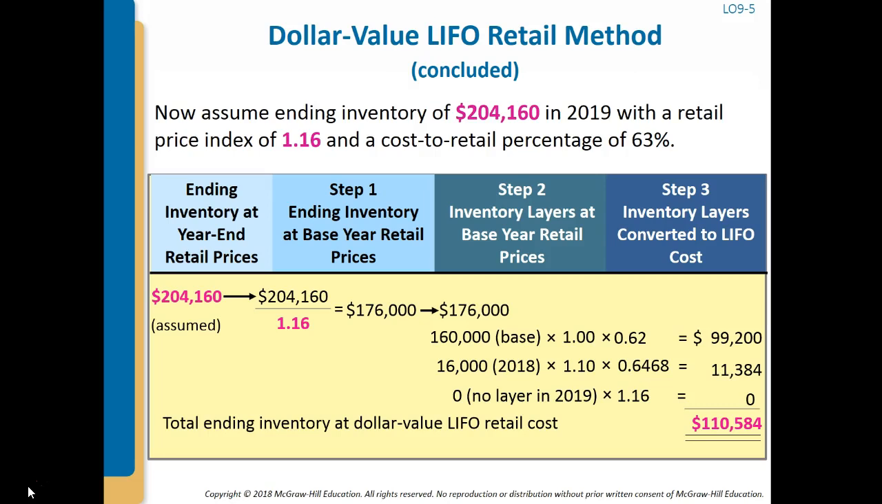The decrease in ending inventory to $176,000 at base year prices indicates that inventory decreased during 2019. In this scenario, no 2019 layers are added, and the 2019 ending inventory is dollar value LIFO retail of $110,584 as determined here. A portion of the 2018 inventory layer has been liquidated, reduced from $20,000 to $16,000 at base year prices, to reduce total inventory at base year prices to $176,000.